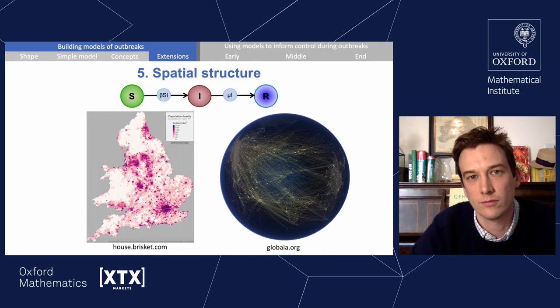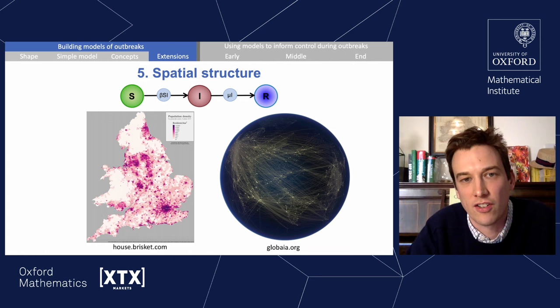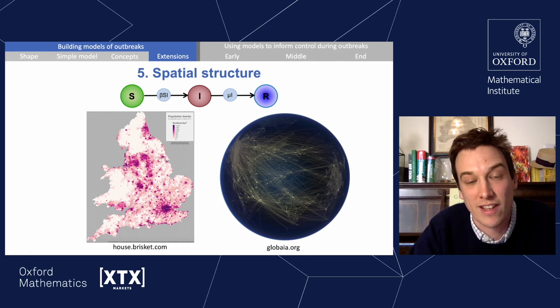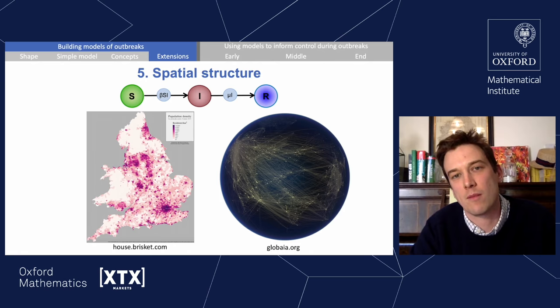Something else that can be included in the basic compartmental modelling framework is the idea of spatial structure. Here on the left, there's a graph which represents the population density throughout England and Wales. There are two features that I want to point out. The first is that the population is very widely spread. It's pretty unlikely that an infected individual on the south coast, let's say, would go on and directly infect someone living in the very north of England. Similarly, the population density varies substantially throughout the country. These things can all be included in infectious disease outbreak models like the SIR model.